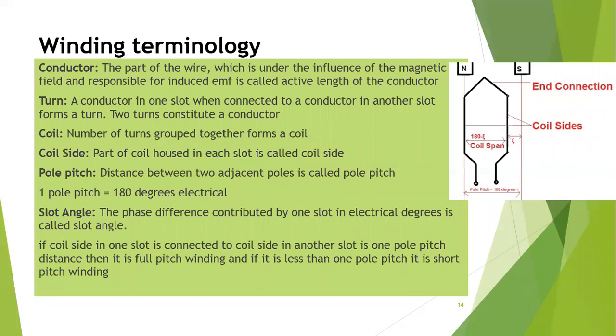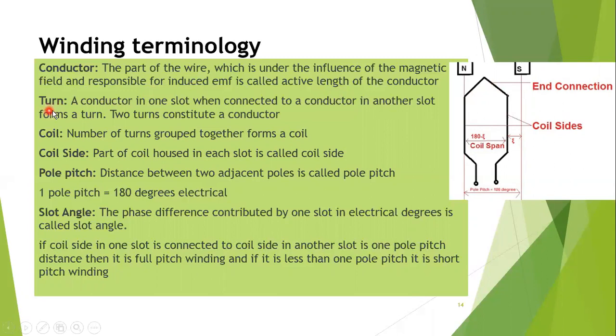So, in the first three lectures, we have seen different topics. Let us continue with part 4 of synchronous generators or alternators. So, we have different winding terminologies. Under that, let us first understand what is a conductor. A conductor is a part of wire which is under the influence of the magnetic field and is responsible for induced EMF, and is also called the active length of the conductor.